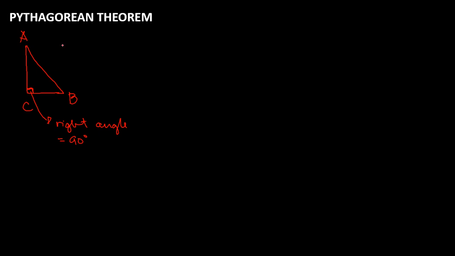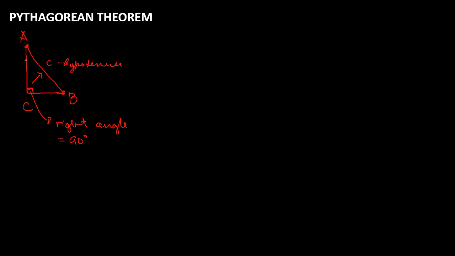Now the concern of the theorem is about the relationship of the sides. Therefore, we need to know the names of the sides of this right triangle. Opposite to our right angle is the longest side of this right triangle. This side, we call it side C, is our hypotenuse. Hypotenuse. Remember the name of the side because we are going to use that later.